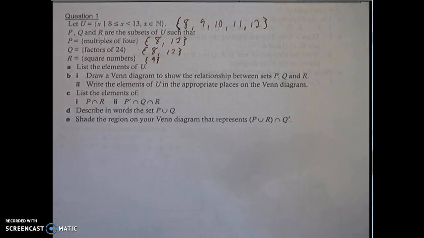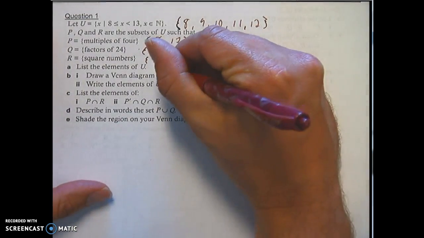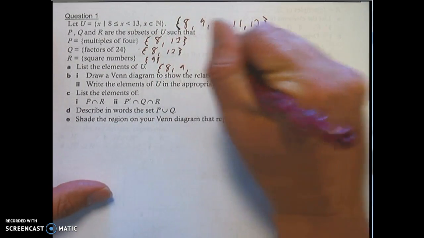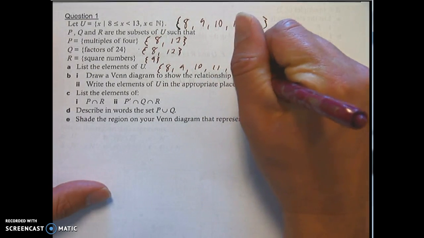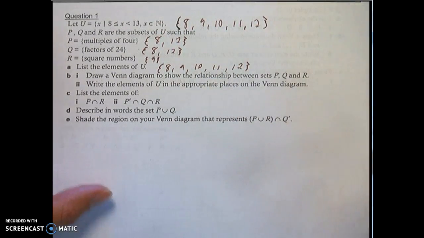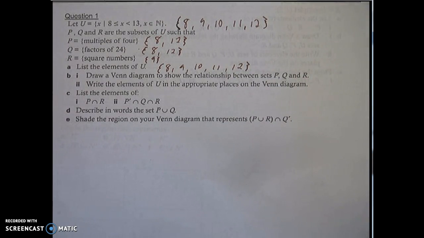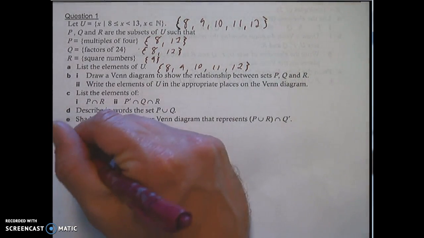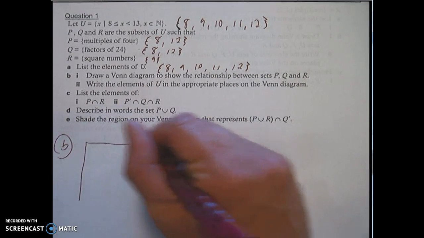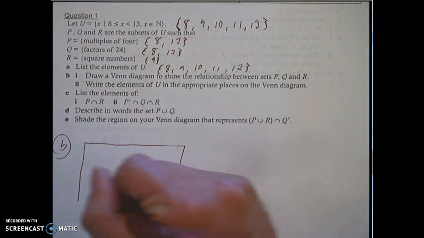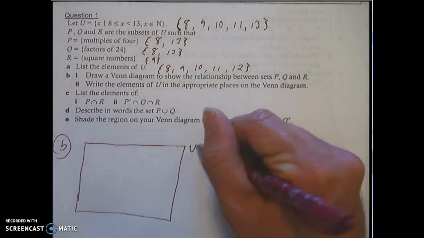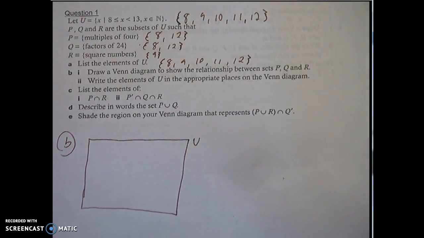List the elements of U. Well, I already did that, didn't I? It's just 8, 9, 10, 11, and 12. That's all the elements of U. And then B, we're drawing a Venn diagram for P, Q, and R. And here's the universe right here. It's that rectangle, everything in that rectangle.